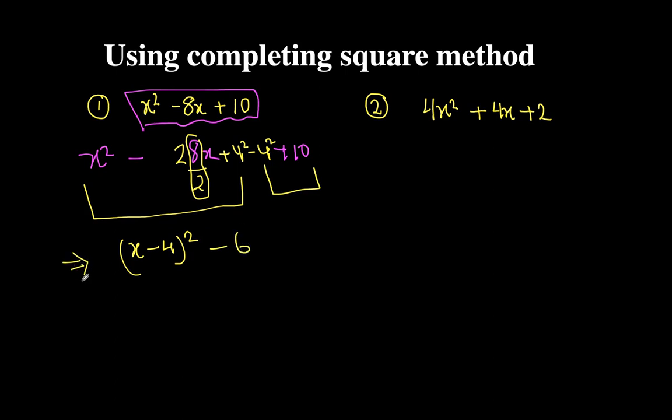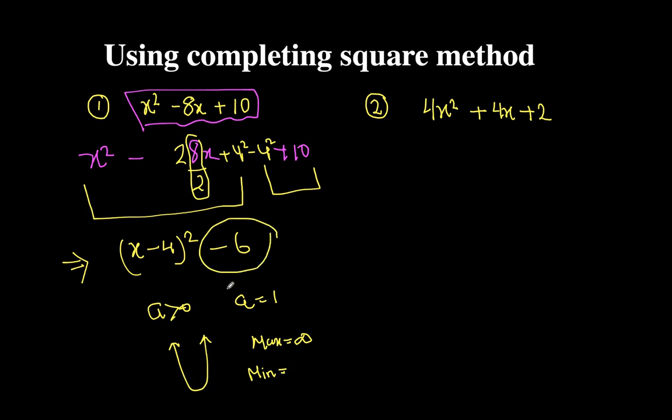Now why are we doing this? Here you can see that a is obviously greater than 0 because your a is 1, so your graph is upward, and for x belongs to a real number, the maximum value here is infinite. And what is the minimum value? The minimum value is this thing which is outside the square bracket, and that is minus 6. So using the completing the square method, you can find the maximum or minimum value of any quadratic equation or expression. Now I'm going to take another question.